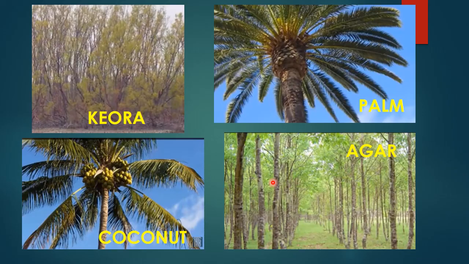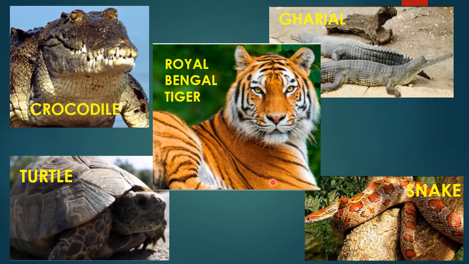Now some of the other trees that are found in the mangrove forest are the coconut, the palm, the kyora and agar, and they grow in some parts of these deltas. The animals found in these forests are the Royal Bengal tiger, which is one of the famous animals in this forest. Then there are turtles, crocodiles, gharials and snakes.